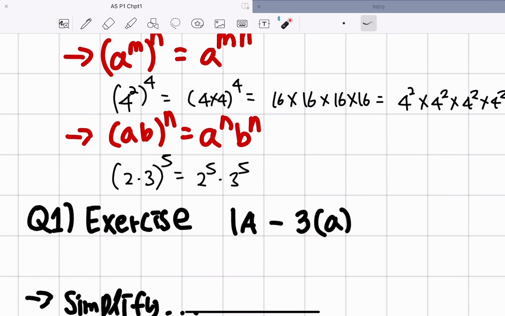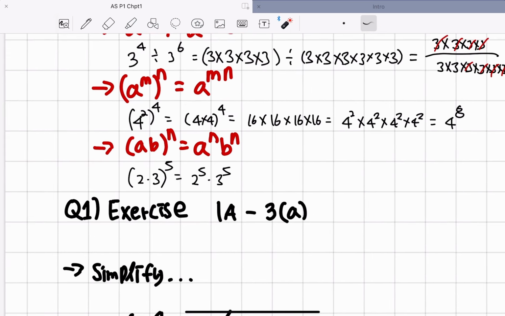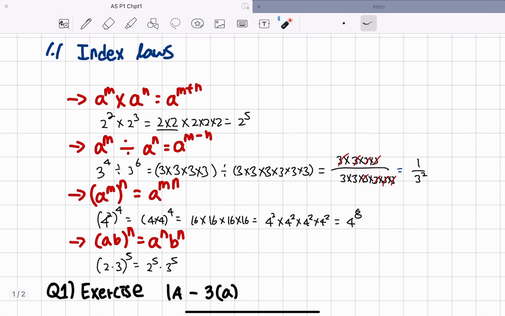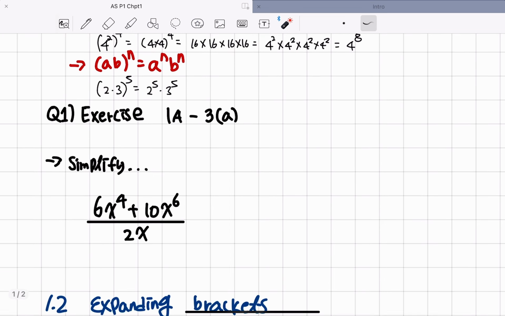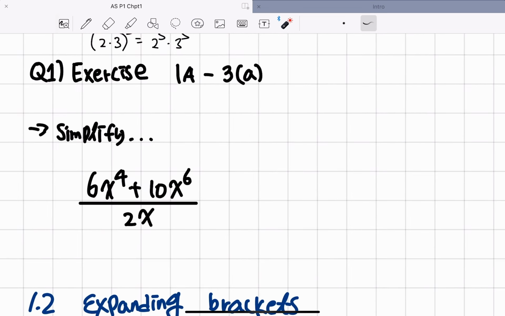So this was about the index laws, and we're going to try one question from exercise 1a, question 3a. The question is to simplify (6x^4 + 10x^6) over 2x.